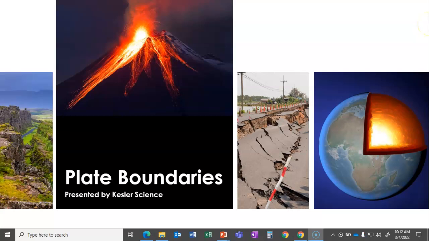So, ladies and gentlemen, today we're going to take a little bit more of a look at different types of plate boundaries. First of all, what are plate boundaries? What are the different kinds? And then we're also going to take a look at what we can expect to find at different kinds of plate boundaries, as well as some examples from around the world.